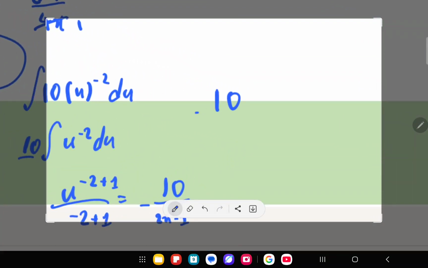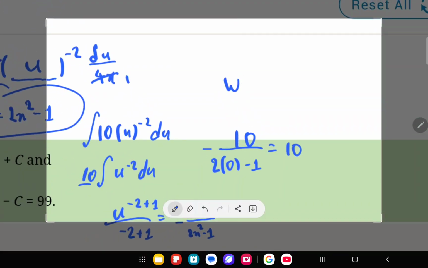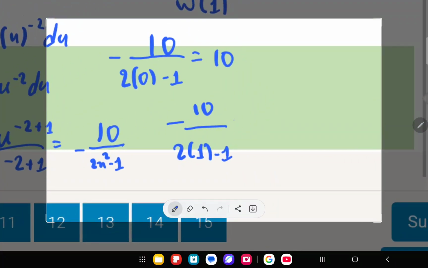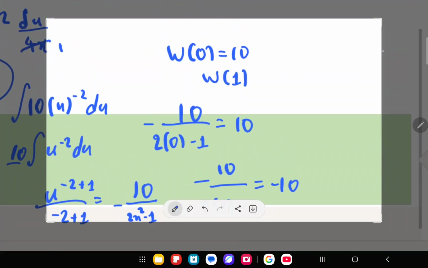So you get 10 over 10 minus 10 over 2 multiplied by 0 minus 1. You get 10. So w0 is equal to 10. While w1, to get w1, same thing, but now set x to 1, and you should get, instead of 10, minus 10.